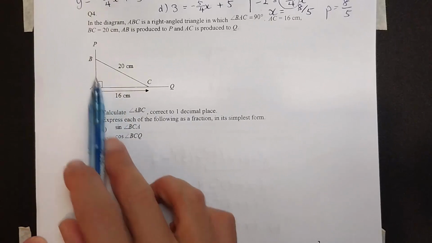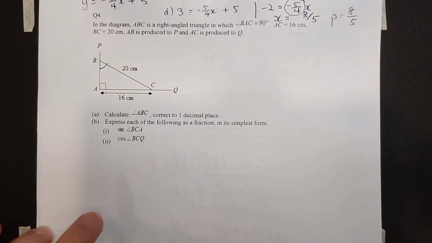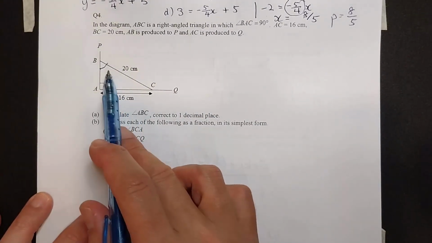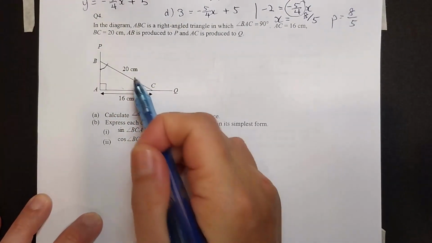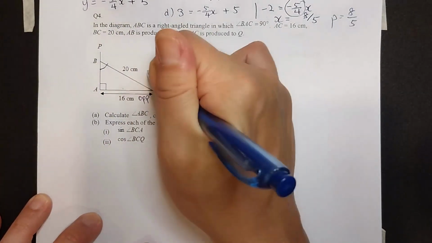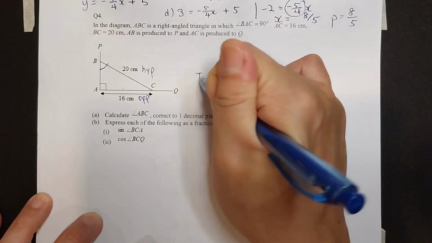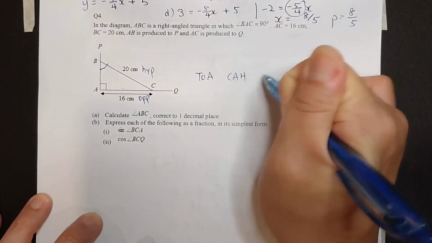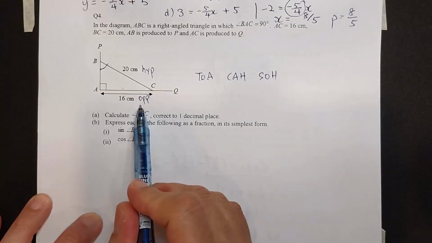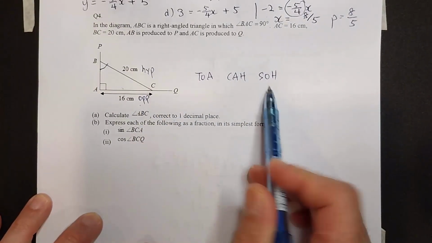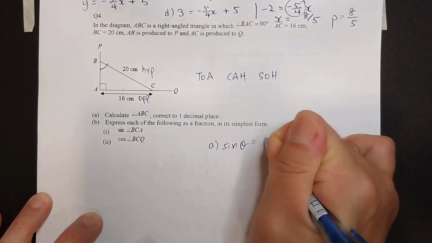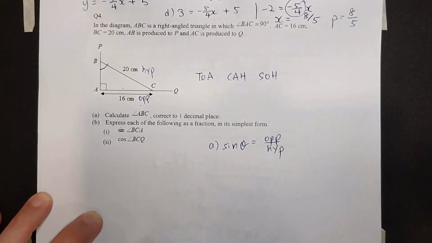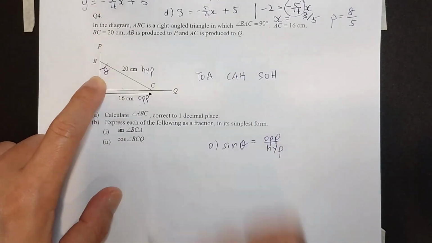Calculate angle ABC. To calculate angle ABC, here we will have to use SOH CAH TOA, the trigonometrical ratios. We will first look at this length here. It is called the opposite, and this is opposite the right angle, so it must be the hypotenuse. So looking at SOH CAH TOA, we have the O, we have the H, and so we will use the formula sine theta equals opposite over hypotenuse. Now this is our theta here.